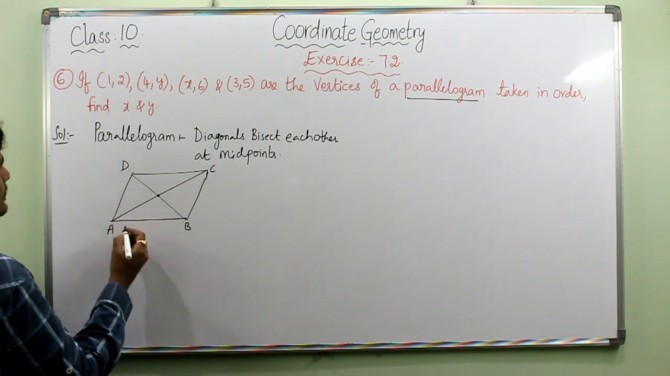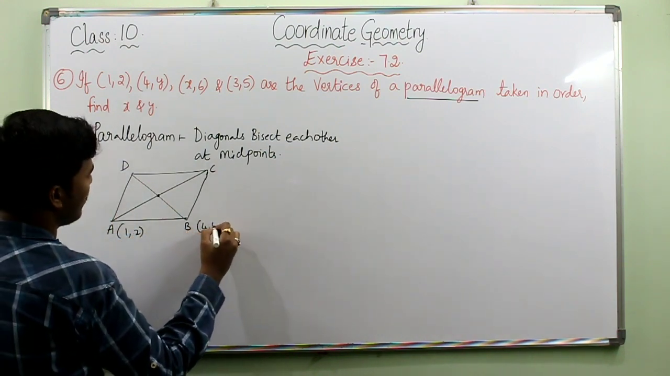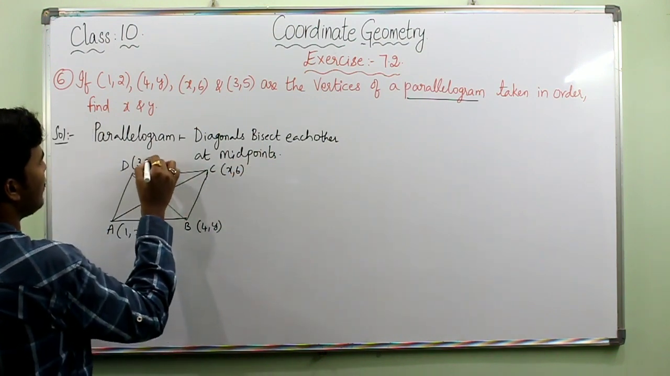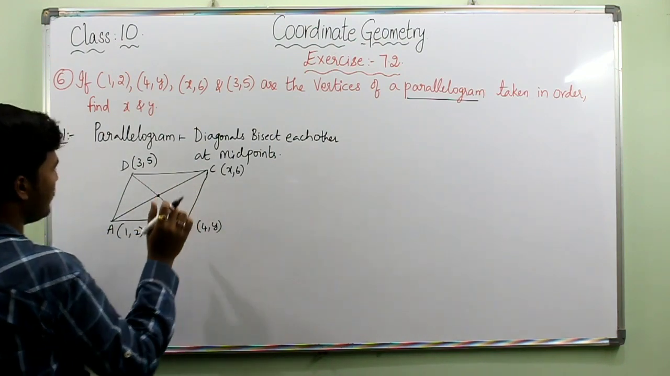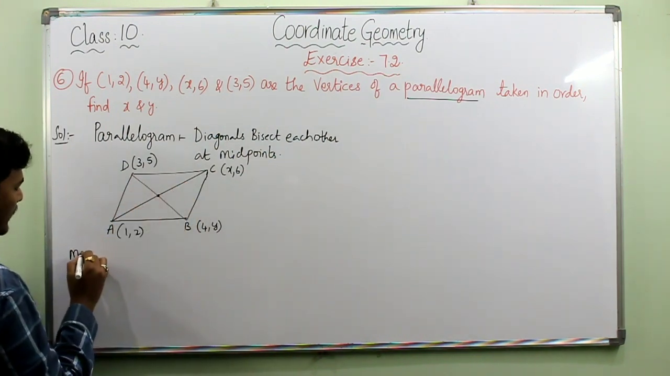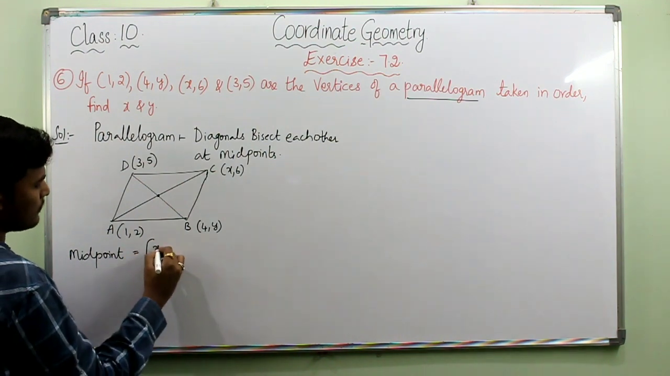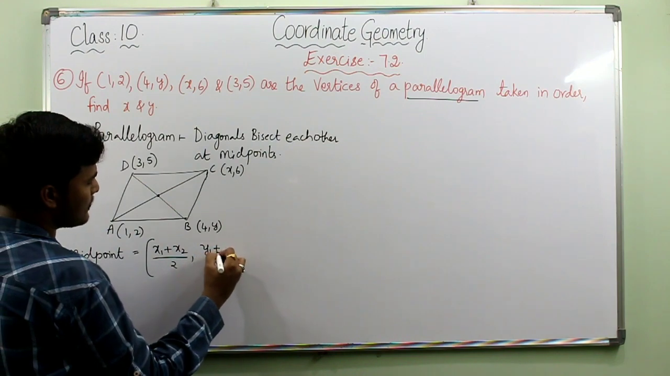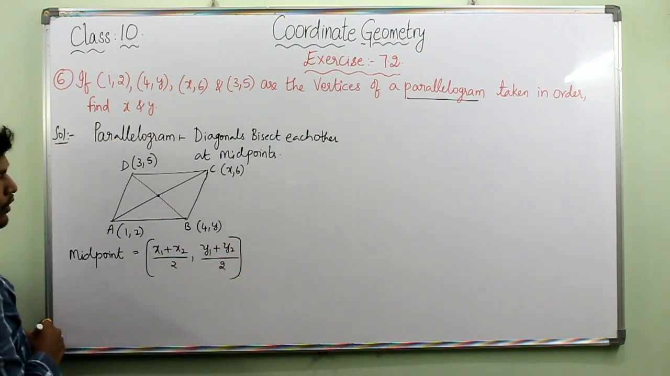So for that, let us name the points as A (1, 2), B (4, y), C (x, 6) and D (3, 5). First, let us find out the midpoint of AC. The midpoint formula is given by ((x1 plus x2) by 2, (y1 plus y2) by 2). Okay, this is the midpoint formula.